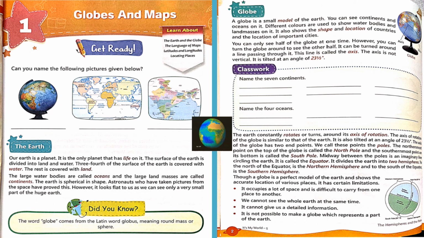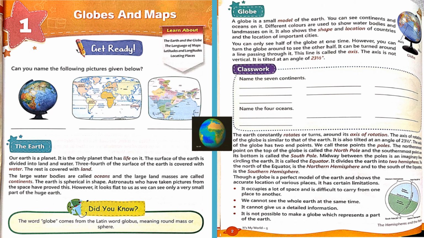The large land masses are called continents. How many continents are there? There are 7 continents on the earth. The earth is spherical in shape. What is the shape of the earth? Spherical. Astronauts who have taken pictures from the space have proved this. However, it looks flat to us as we can see only a very small part of the huge earth.